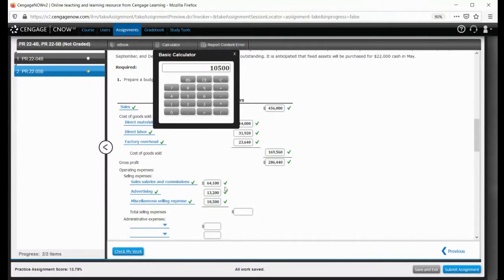Then you're going to combine all of your selling expenses together. And all of this combined is 87,800.